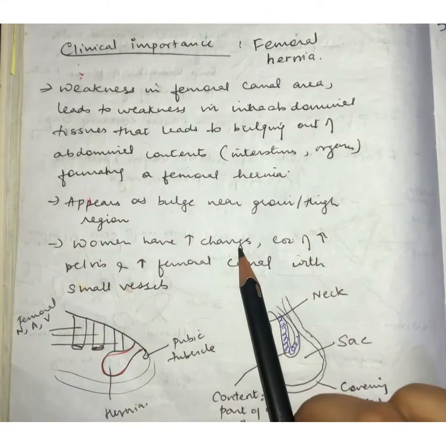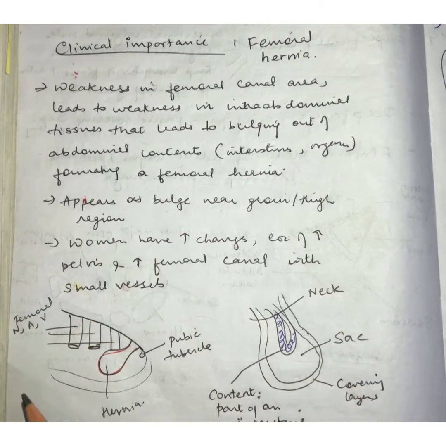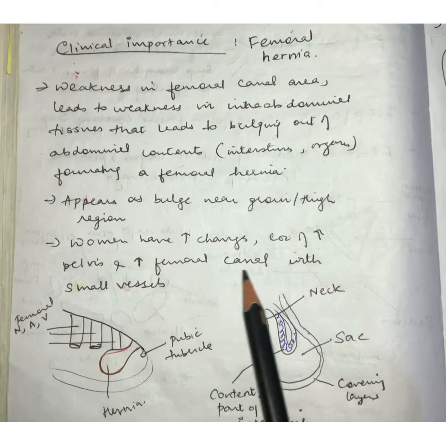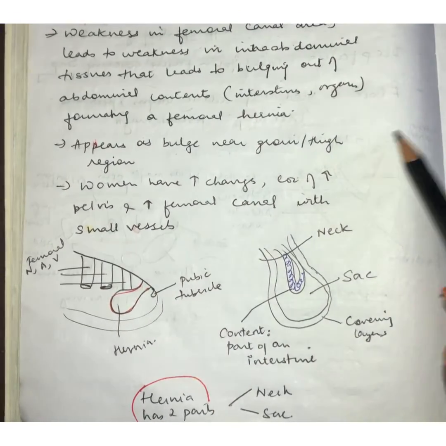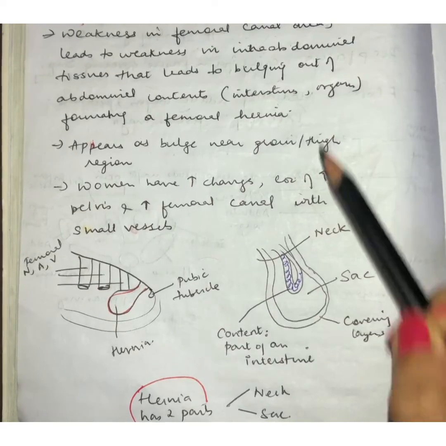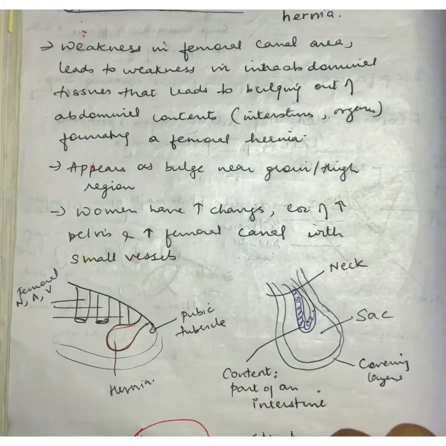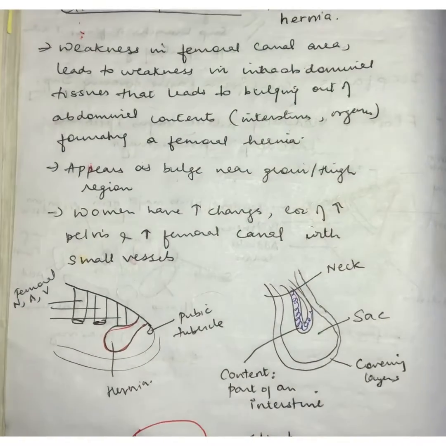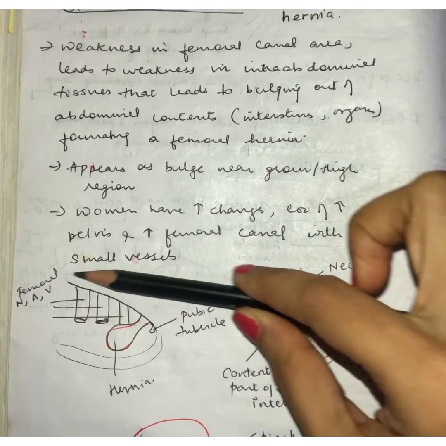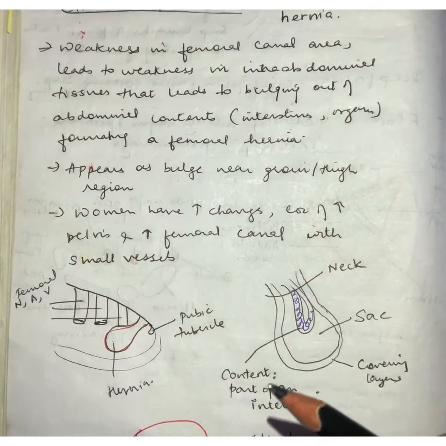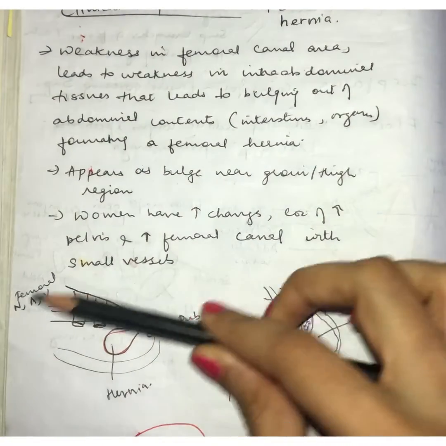Women have higher chances of getting femoral hernia because of a wider and bigger pelvis and a larger femoral canal with smaller vessels. So basically the femoral triangle area is there. Over there you get a femoral hernia. So it is the bulging out of the contents, that is the intestines or the organs, because of a weak canal area, and weak intra-abdominal tissues. Because of that, all the intestines and organs bulge out in the groin area.